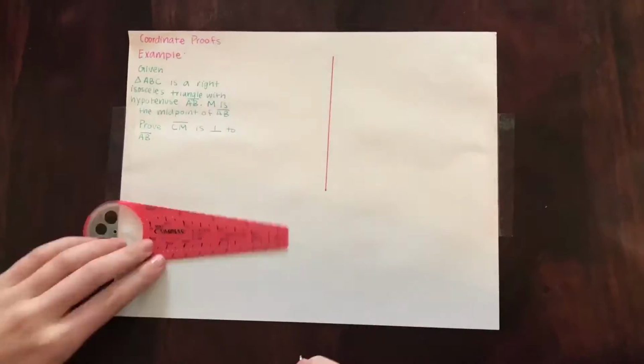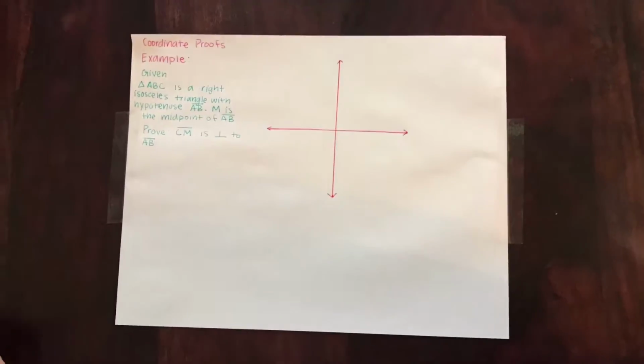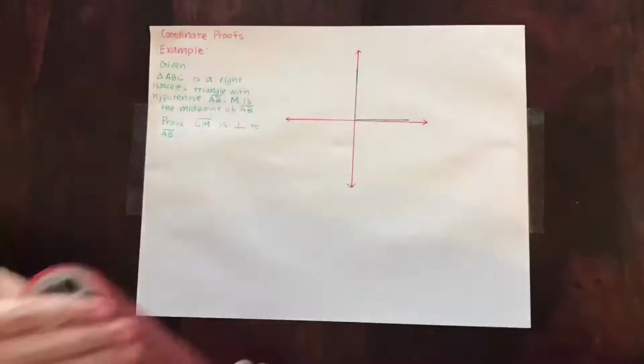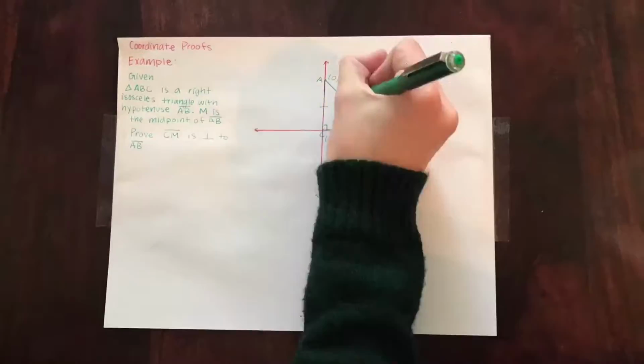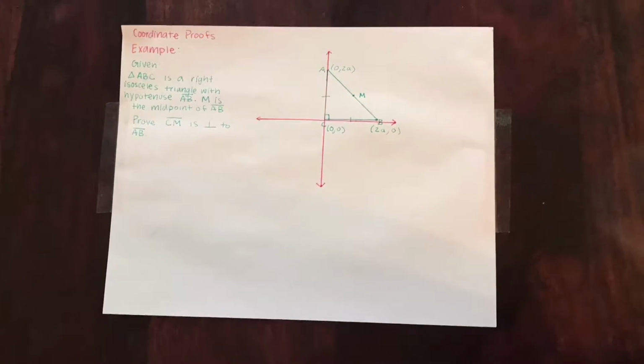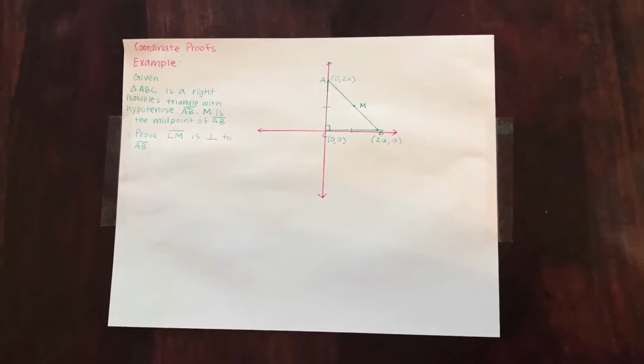Once you've drawn your coordinate plane, start at the origin and go from there, A length to the right, plotting your point at (A, 0), and B length to the top, plotting your point at (0, B). Then add the midpoint M between A and B.